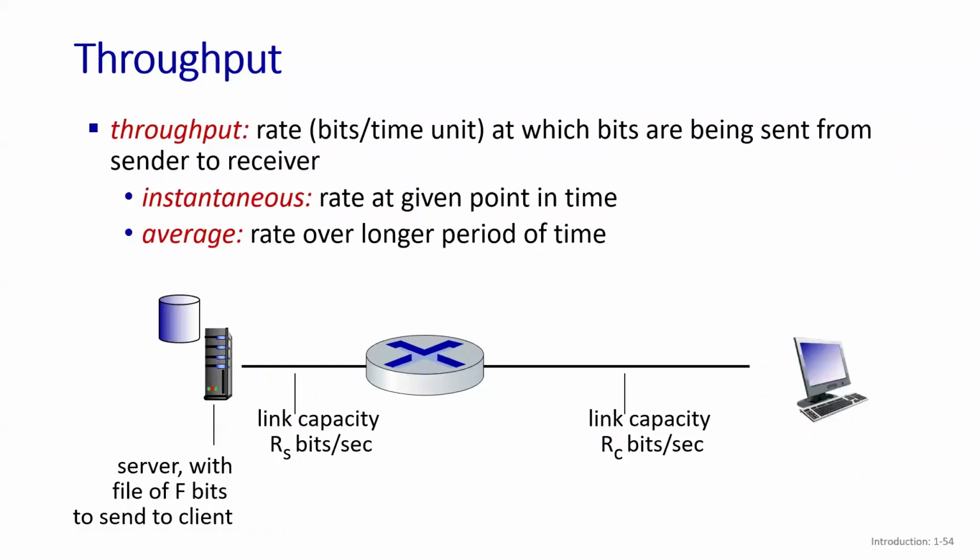Let's now talk about throughput. So what is throughput? Throughput is basically the rate at which bits are transmitted or sent from one end to another. From this server to this client, the average rate at which the bits are transmitted is called the throughput. There are two types of throughput. One is called instantaneous throughput, which is the rate that you measure at a given point in time, whereas average throughput is the rate over a longer period of time, or in other words, the average rate between the sender and the receiver.